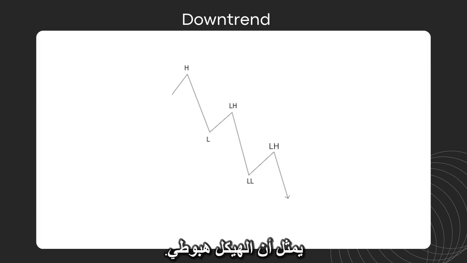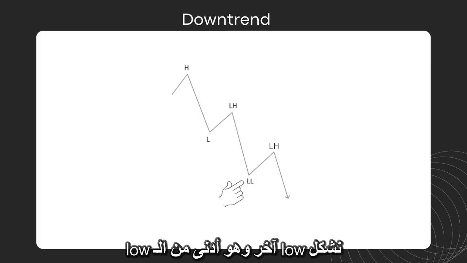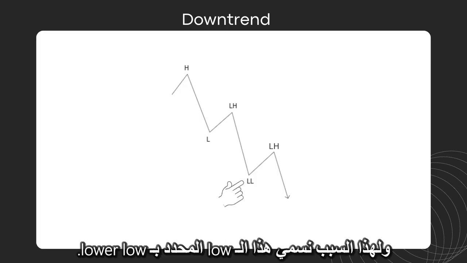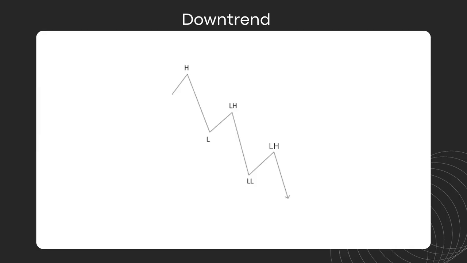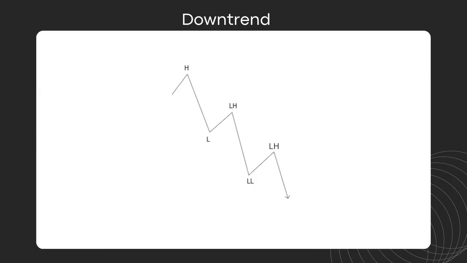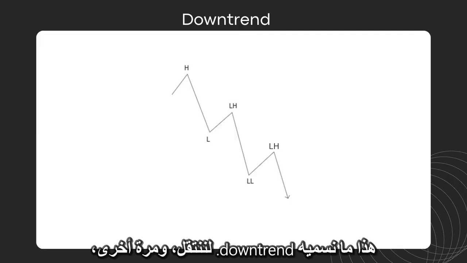This lower high represents that the structure is bearish. Similarly, we form another low which is lower than the low it previously formed, which is why we call this particular low a lower low. And then price continues that framework of this bearish market structure. This is what we call a downtrend.